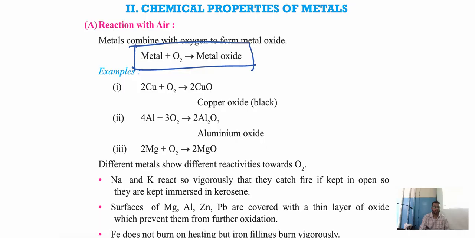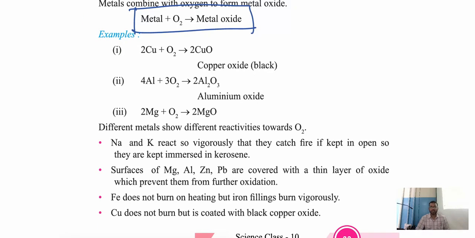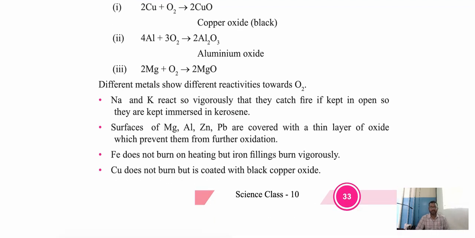Come back to the concept here. As you can see, aluminium plus oxygen gives aluminium oxide, Al2O3. This is the standard formula. Magnesium plus oxygen, Mg plus O2 gives MgO. This is a standard formula. Now, different metals show different reactivities towards oxygen, which means some metals react very fast, some metals react slower.